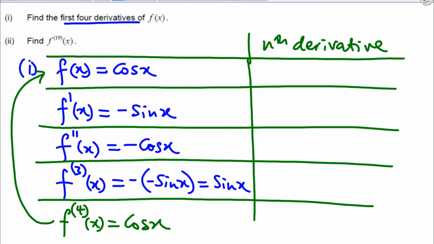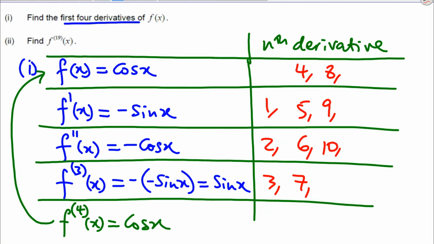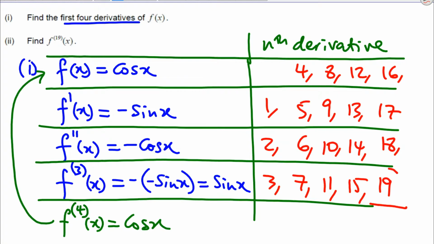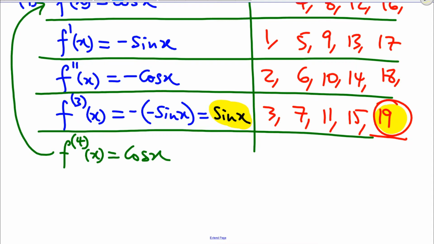On the left I have derivatives, and on the right I'm going to write down the numbers representing those derivatives. So this will be the first derivative, second, third, fourth, fifth, sixth, seventh, eighth, ninth, 10th, 11th, 12th, 13, 14, 15, 16, 17, 18, and 19. Okay, and you can see that the 19th derivative here will be sine x.